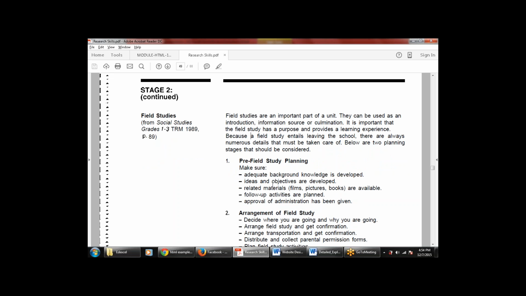The first is the pre-field study planning. Pre-field means before going into the field, there is a planning phase that is carried out. That is the pre-field study planning.